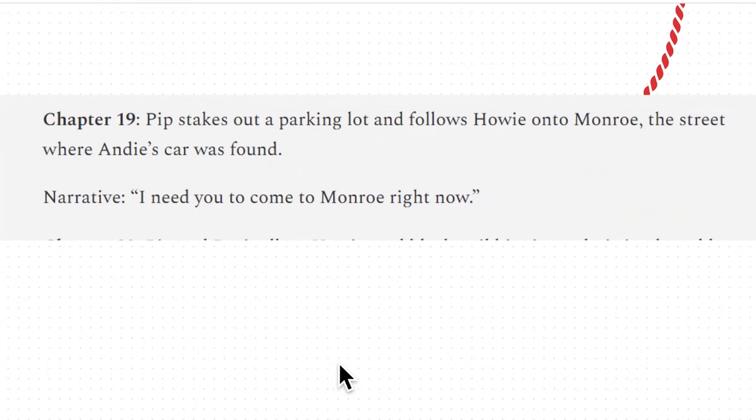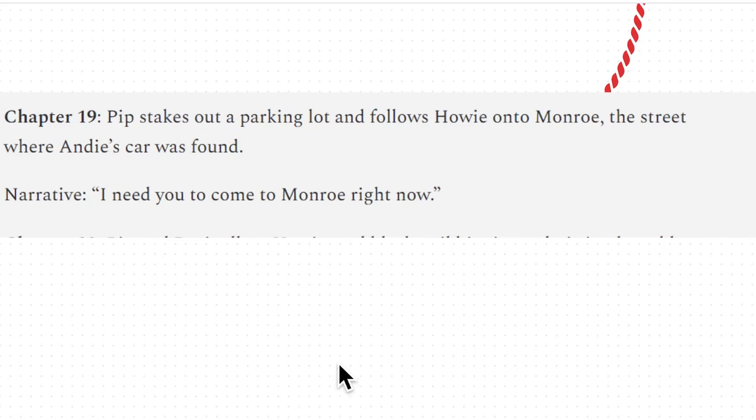In chapter 19, Pip stakes out a parking lot, and she follows Howie, the drug dealer, onto the street where Andy's car was found. The narrative last line is, I need you to come to Monroe right now, and she says that to Ravi. That is sort of our little cliffhanger. I would say that chapter 19 and chapter 20 form one scene.